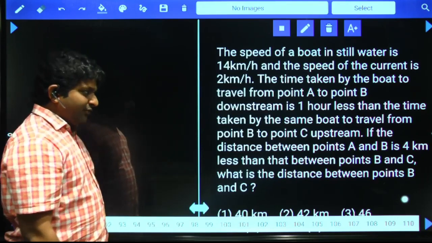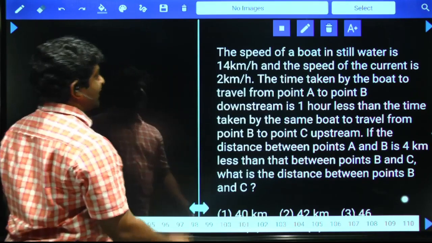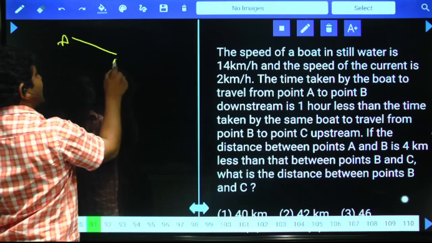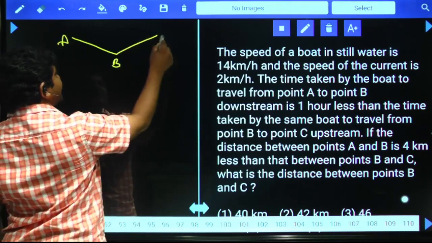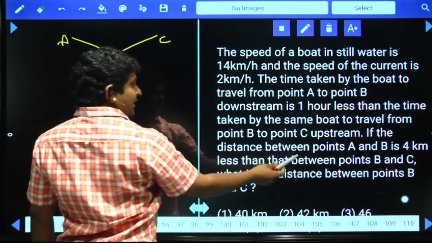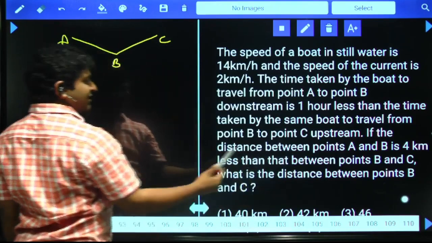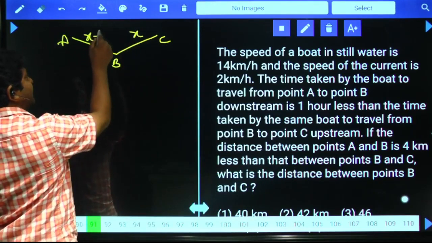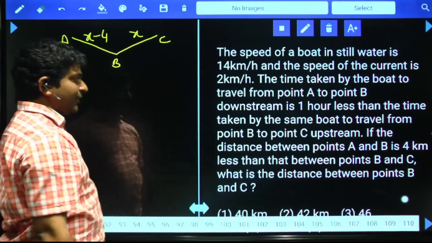What is the distance between B to C? Let's calculate the B to C distance. Now, A to B downstream and then B to C upstream. Distance from A to B is 4 kilometers less than B to C. If this is X, this is 4 kilometers less than that.